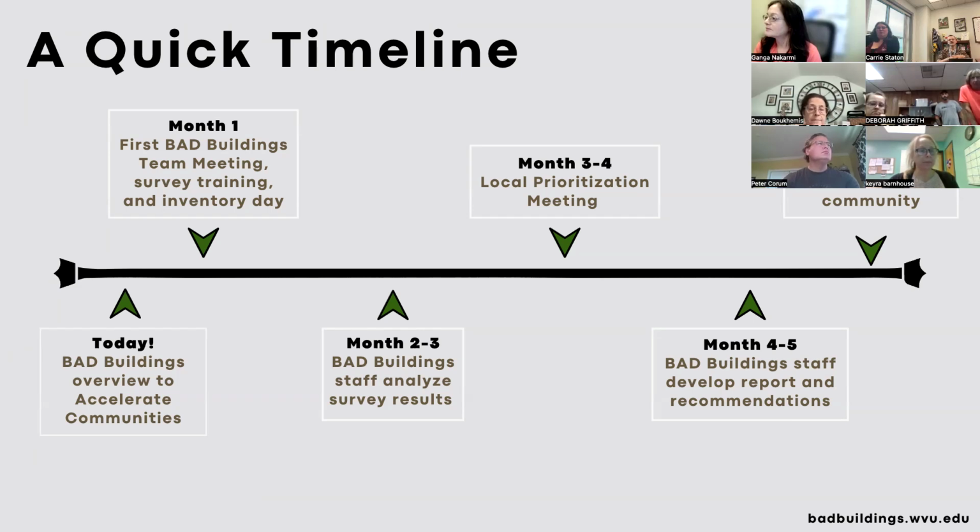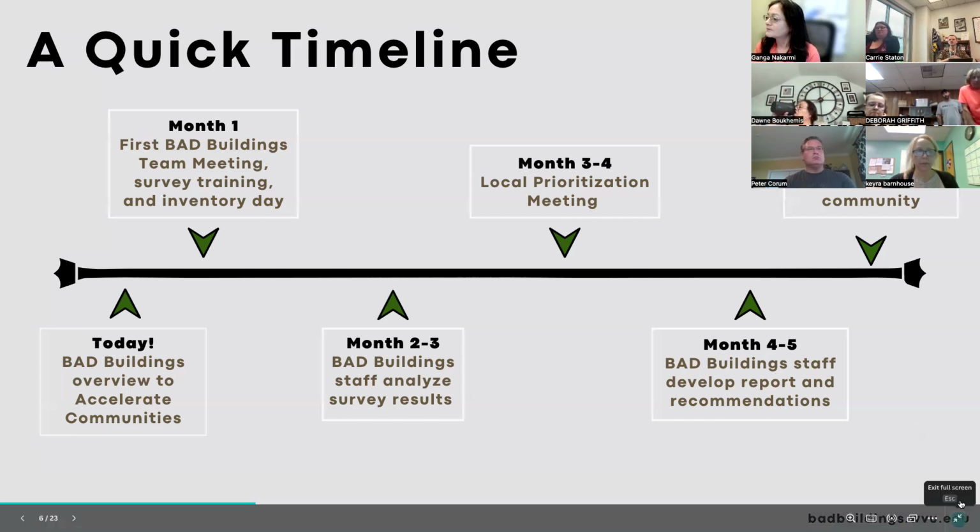Month 3 and 4, that is when we'll have a local prioritization meeting. That's where we'll come back with the inventory and we'll look at the properties usually that have been classified as poor or should be demolished for the sake of time. That doesn't mean we can't have conversations about other buildings. Those are just usually the ones that communities want to focus on first. So again, we have that conversation with community members and have an open public meeting where we can engage on how we want to prioritize those structures.